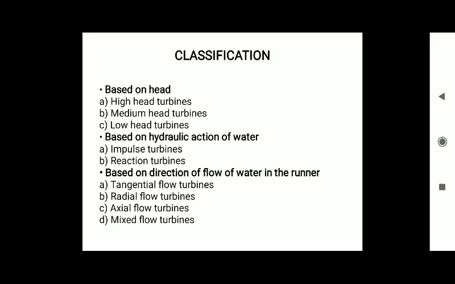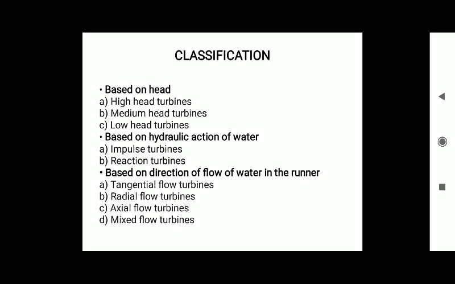In that, the first one is the tangential flow turbine. As I said, the names of the turbines themselves explain what they mean. I said earlier that based on head, these are classified into three types: high, medium, low. By the name we get what high, medium, and low mean, right? Now the third category that I am explaining is on the basis of the direction of flow of water in the runner. The first one is the tangential flow turbine.